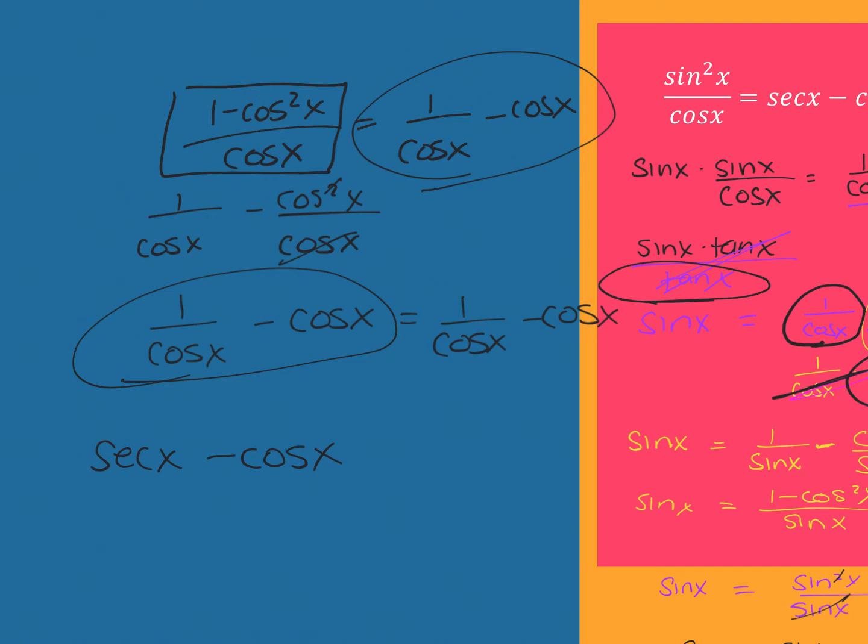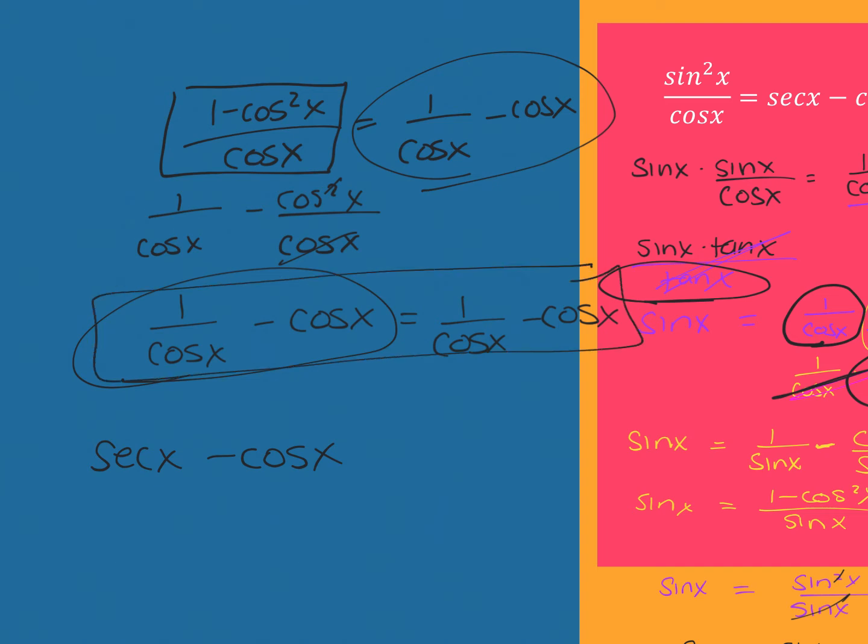Some people are peculiar, which I think is dumb, about only changing one side, like they only let you change one side to get to the other side. Sometimes you reach a dead end and you have to keep working. So as long as the left equals the right, I'm fine with it. It doesn't matter if they put 1 over cosine x minus cosine x, it equals. You just have to make sure that literally the left side equals the right side.